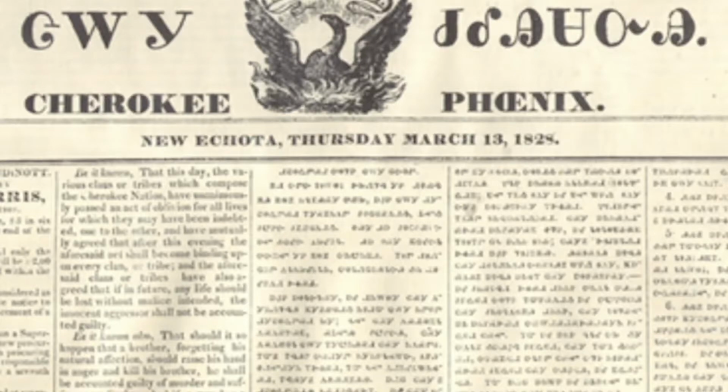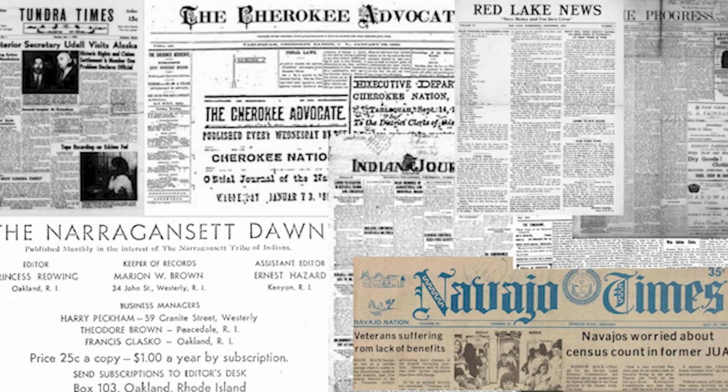The first newspaper ever published in America was in 1690 and was called Public Occurrences. However, the first Native American paper wasn't published until almost 200 years later. This sparked a change in Native American communication that forever altered the spread of news throughout tribes.